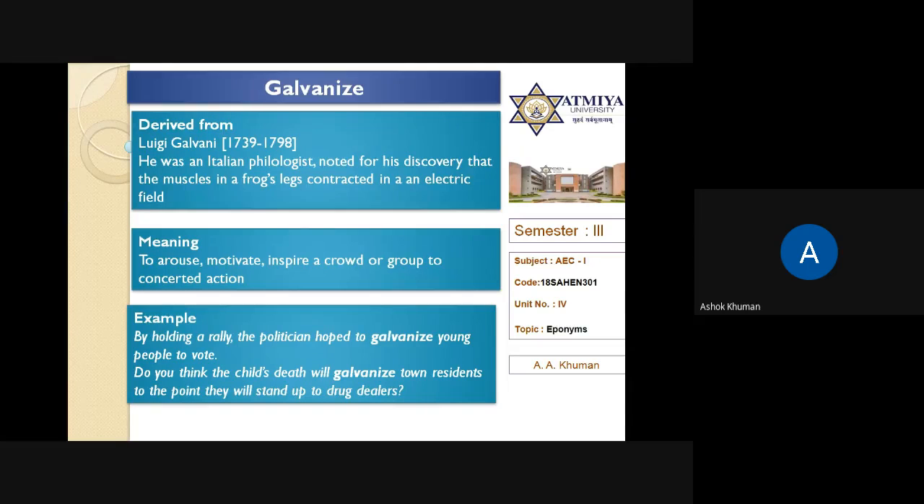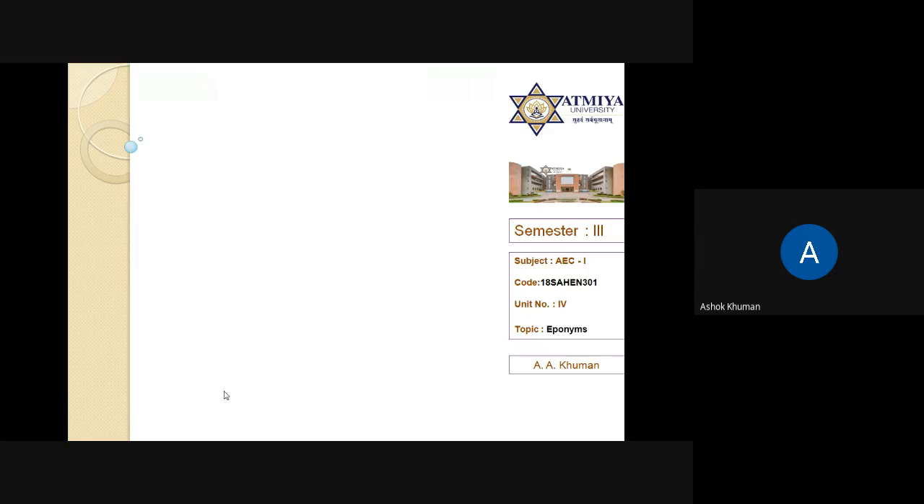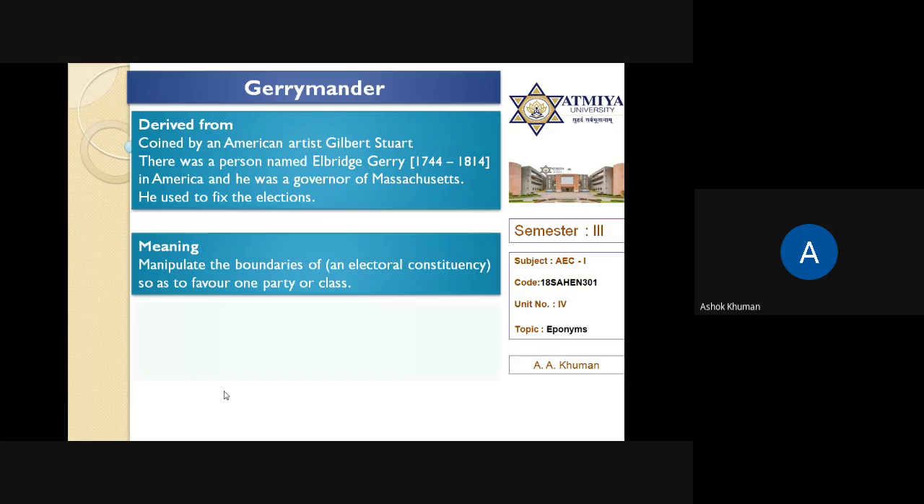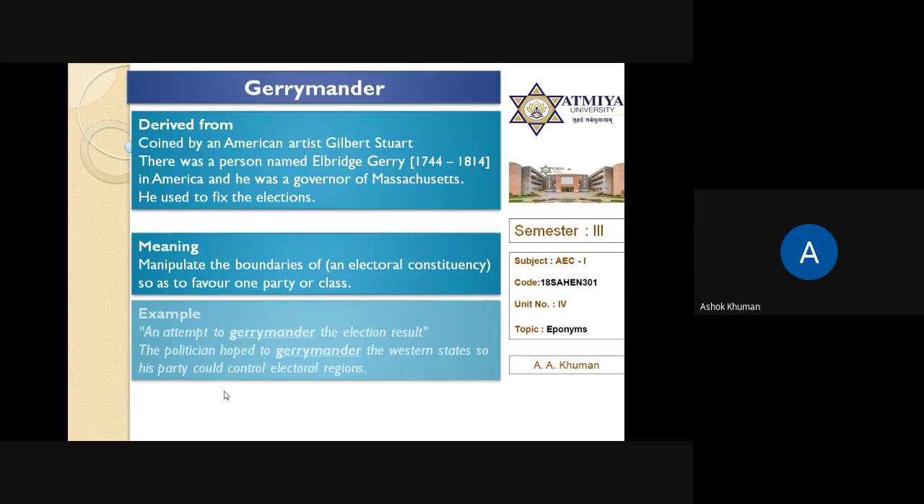It's called galvanize. Okay, so tomorrow, the election results of the most superpower nation are to be declared, 3 November. Things will be clear tomorrow whether Trump or Joe Biden will be the next president of the United States. So galvanize means to win the favor of the people by giving speeches. Gerrymander is also related to elections. By cheating, you win the election.